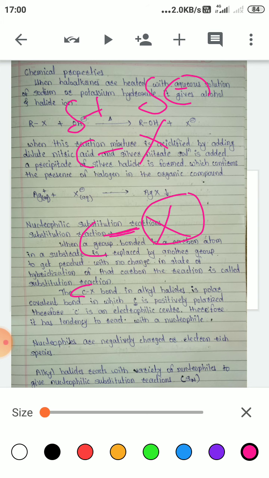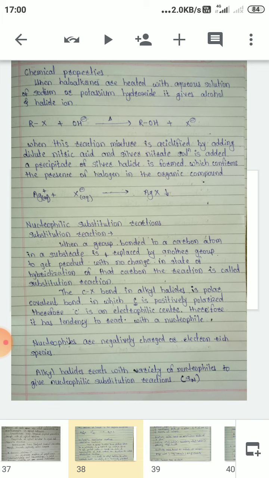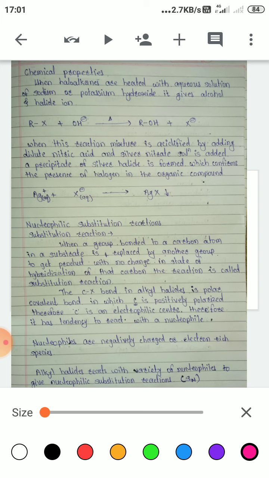First we are going to see the substitution reaction. Before this we have seen the types of reactions, in which we have seen the definition of substitution reactions. Any atom or group on a carbon atom is replaced by another atom or group without change in the hybridization state of the carbon atom is called a substitution reaction.